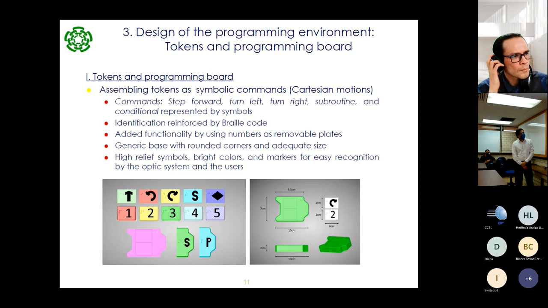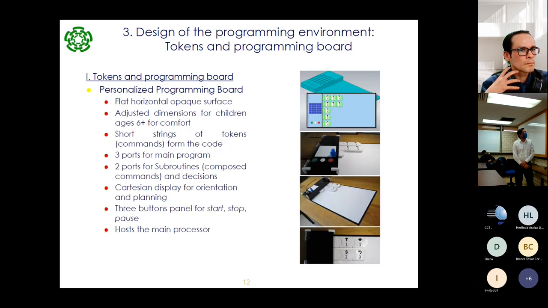These plates also have other functionality by using numbers as removable plates. The base is a generic one, where in the top space we can put the command symbol that stays fixed, and the bottom space can have different numbers that represent the number of times the command is going to be repeated. The tokens also have high relief symbols, colors and markers for easy recognition, not only by the user, but also by the optic system.